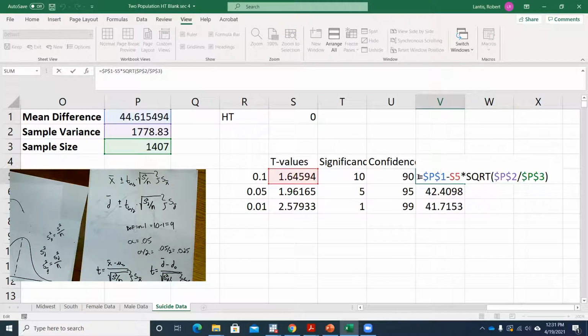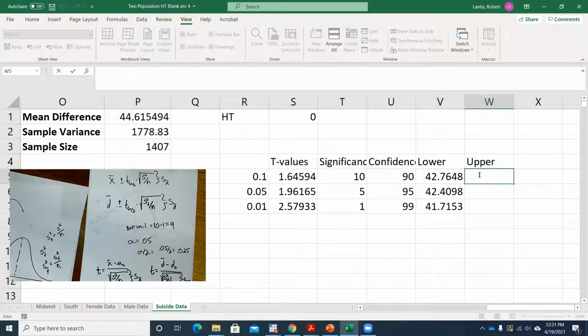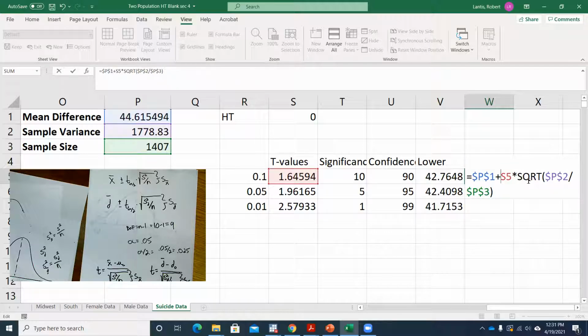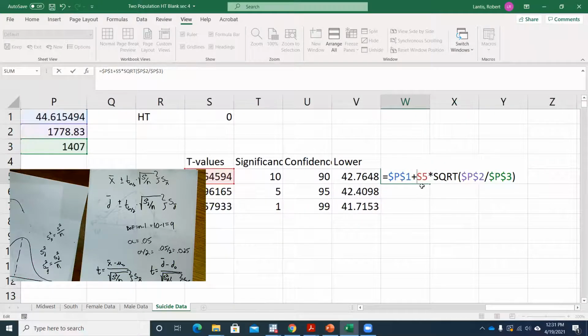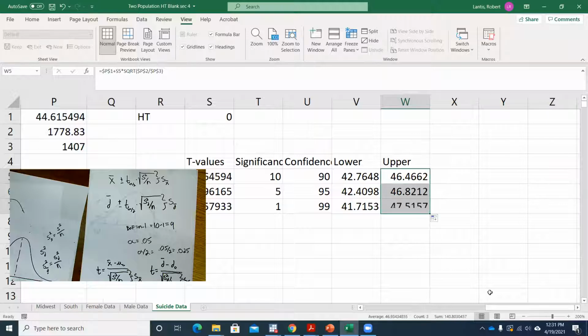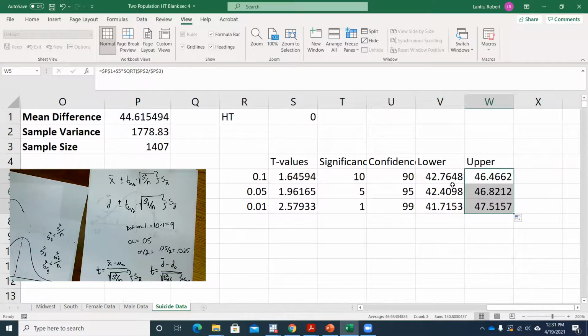How do we get the upper bound? We said just go into that very first lower bound. We will copy that formula, hit enter to get out of the cell, and paste it to get our upper bound. The only thing we need to change is that negative sign needs to become a positive sign. Once we have that, we can copy that down, and now we've got our 3 confidence intervals. Notice the higher the level of confidence, the lower the lower bound gets and the higher the upper bound gets, so we've got a wider confidence interval.